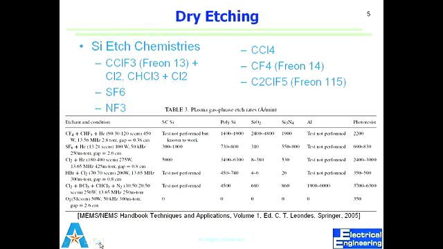If the feature size is 1 micron, you can have a micron-thick photoresist. A micron thick means how many nanometers? 1,000 nanometers, 10,000 angstrom. So that will be more than enough to do this 5,000 angstrom etch.